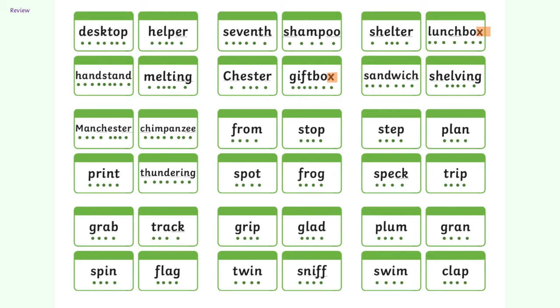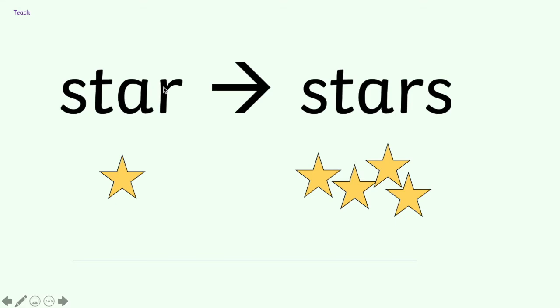Okay, let's talk about what we're thinking about today. So today we are going to be thinking about what happens when you have one of something and then you want to make it into more than one. So over here we've got a star, and over on the right here we've turned one star into stars. Now how do we write that? Well, it's quite simple. We start with our word star and we just add an S on the end. One star, many stars.